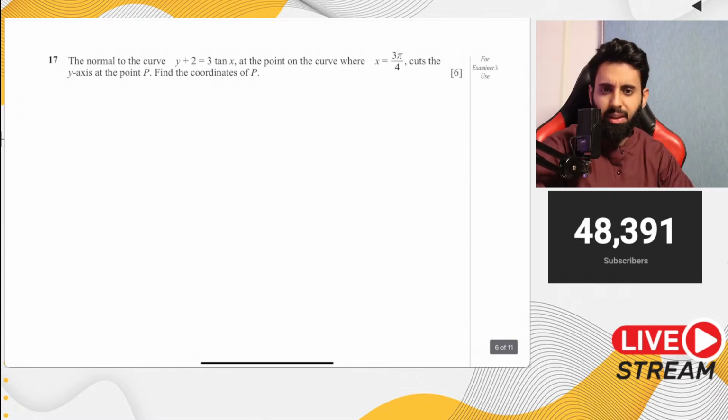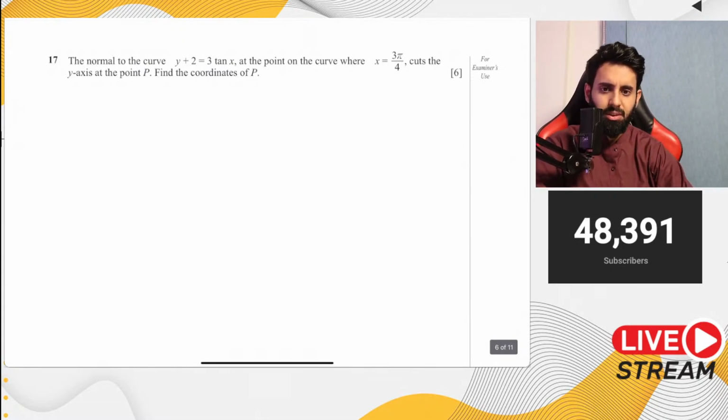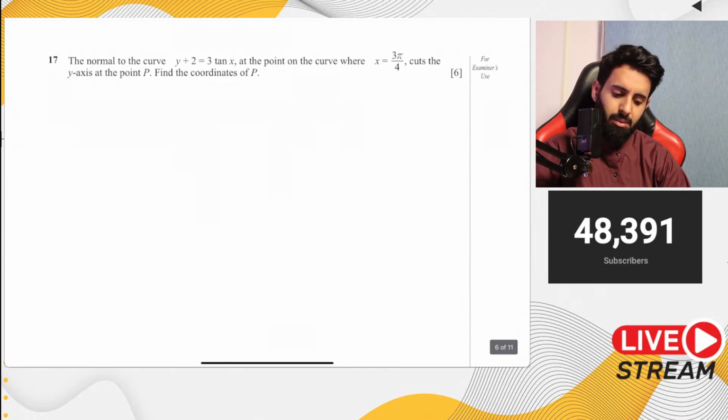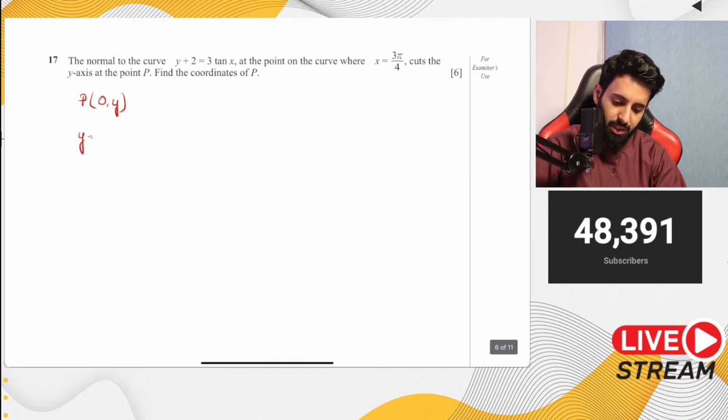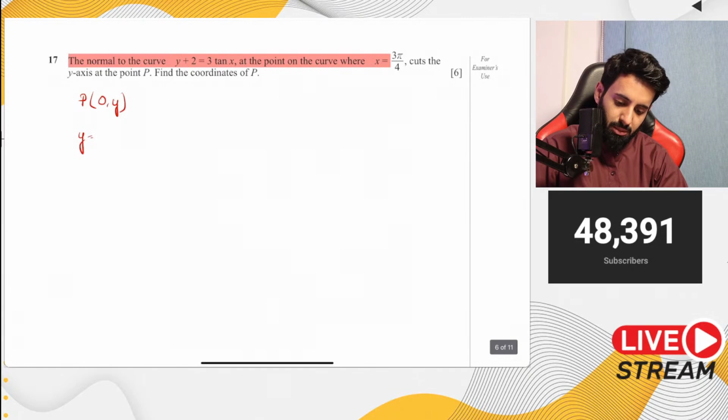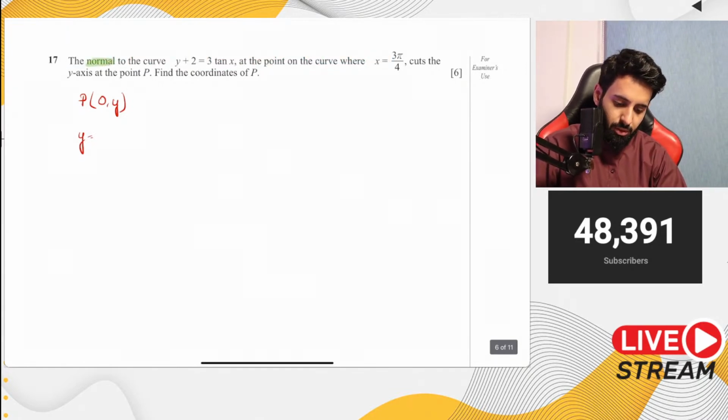As far as the wordings are concerned, it's very similar to the question that we just solved. We need to find the equation of the normal to the curve, and then find the point where the normal cuts the y-axis. The coordinates are going to be 0 comma y as far as P is concerned. Remember, set small objectives for yourself. The first objective is to find the equation of the normal. So let's make y the subject.